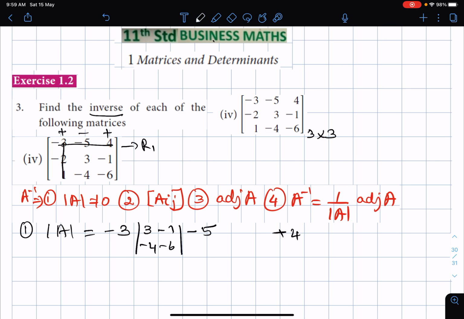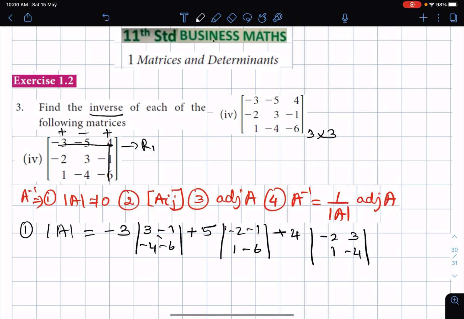Now for going to the second element of the first row, it is minus 5, and as per the sign convention you get one minus, so minus into minus becomes plus, and your determinant is going to be minus 2 minus 1, 1 minus 6. This is going to be your second minor. Then coming to the third element of the first row, you are deleting the third column and the first row, and your minor is going to be minus 2 3, 1 and minus 4.